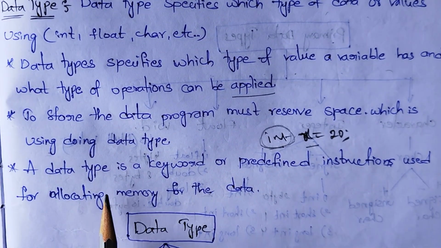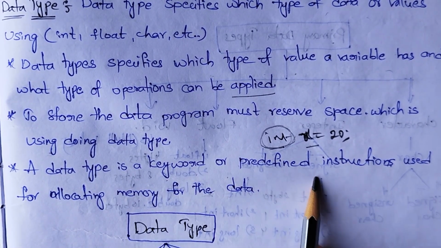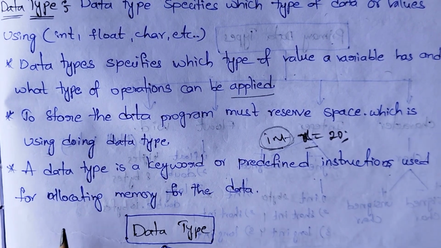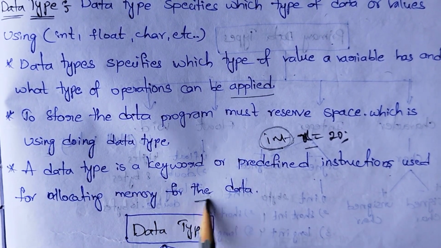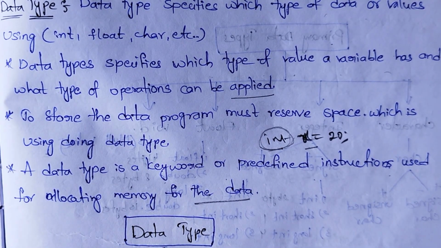Next, a data type is a keyword or predefined instruction used for allocating memory for the data. A data type is a keyword or predefined instruction used for allocating a memory location.